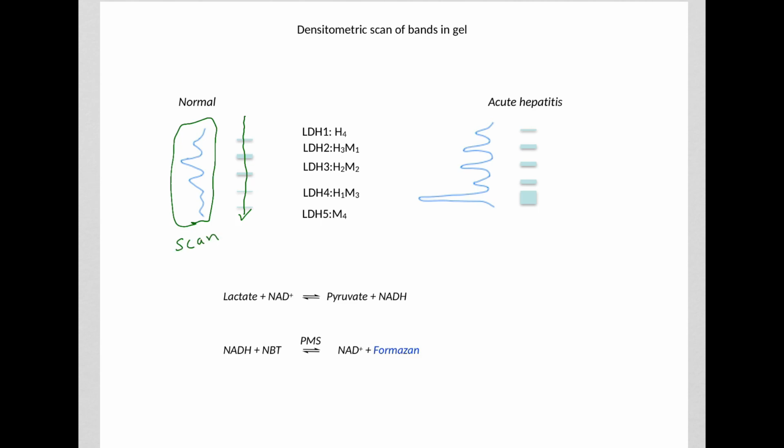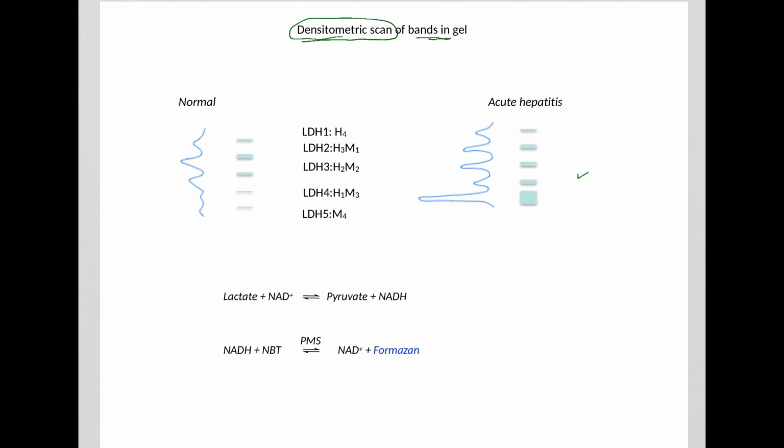There's a beam of light that will run through all the bands, and it will tell you the intensity of the bands, and then it will give you a scan. From this scan, these profiles, we can calculate what percentage is LDH5, for example, what percentage is LDH4, what percentage is LDH3, 2, 1, and so on. So this is called a densitometric scan of the bands in the gel.